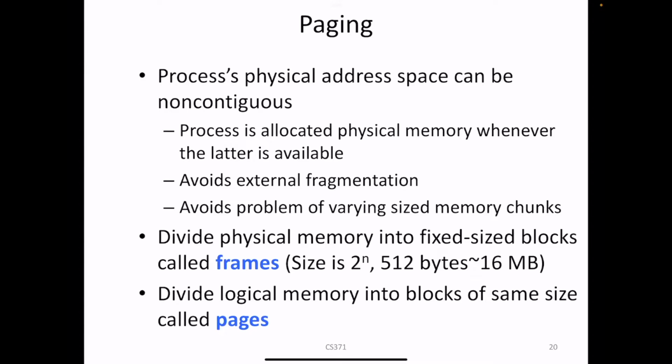chunks. The main idea is quite simple: we just divide the physical memory into fixed size blocks, which we call frames. The size of a frame is a power of 2. Commonly the size of a frame is from 512 bytes to as large as 16 megabytes. And also, we divide the logical memory into blocks of the same size as a frame, which we call pages. So when we refer to frames, we are talking about the physical memory. On the other hand, when we mention pages, we are talking about the logical memory.